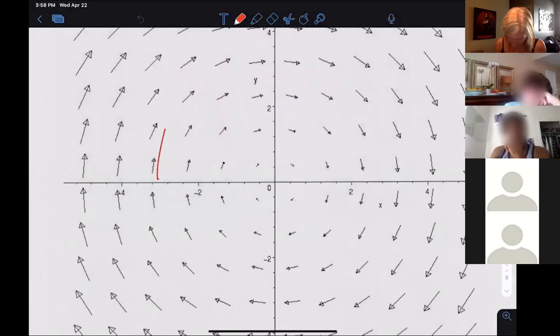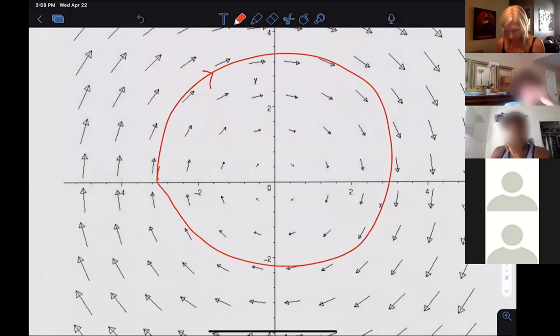What if I do this? Is the line integral around this closed curve equal to 0? Actually, it's not. What does the line integral measure? Is that because it's the tangent to the curve and the vector field? Yeah, that's right. How well do the tangents to the curve line up with the vector field?